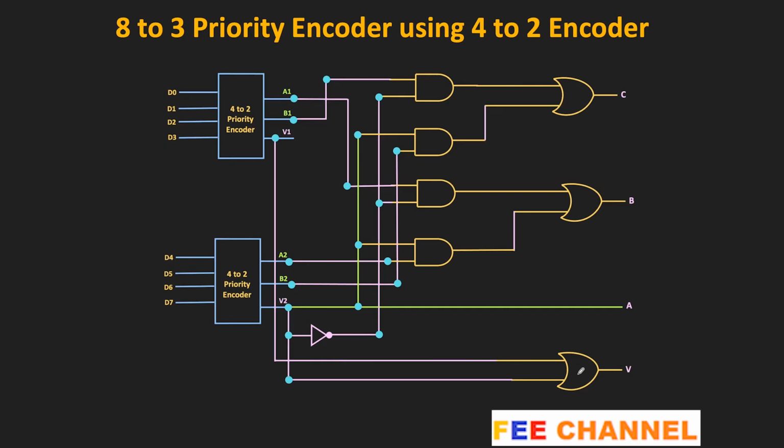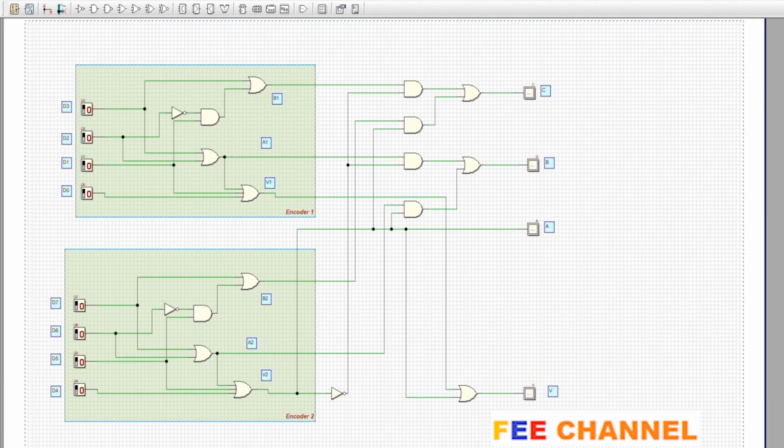So now let me just run the simulation, and let me show you the output result. As you can see, when all the inputs from D0 to D7 are low, then this output V is also equal to 0, and if I make any of the inputs 1, then this output V will also become 1. So here, I am making this input D1 as 1. As soon as I make this D1 input 1, this output V also becomes 1. And moreover, if you see these outputs A, B and C, then they are 0, 0, 1, which corresponds to the output D1.